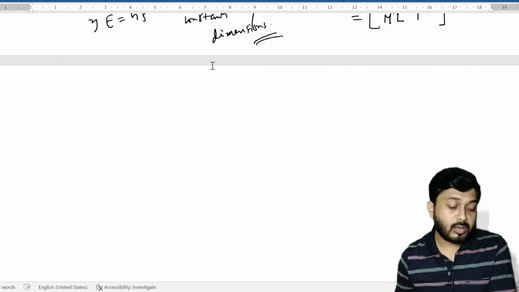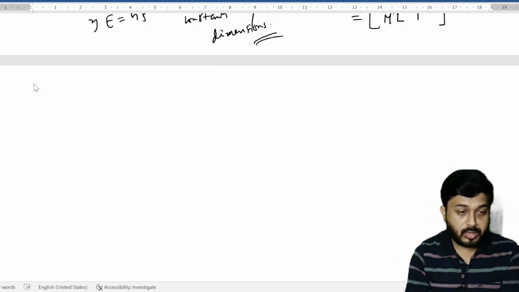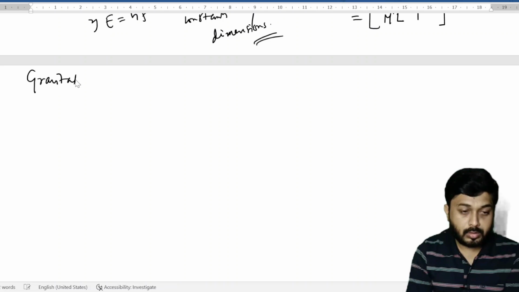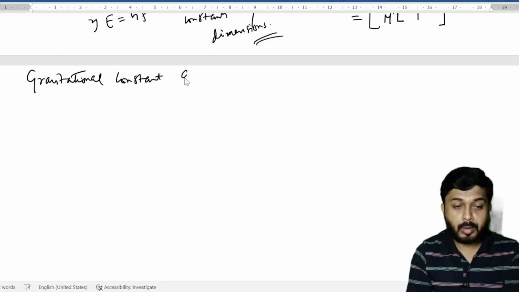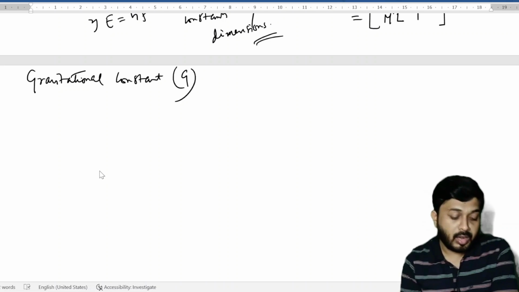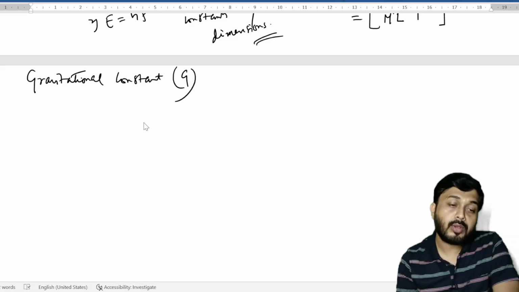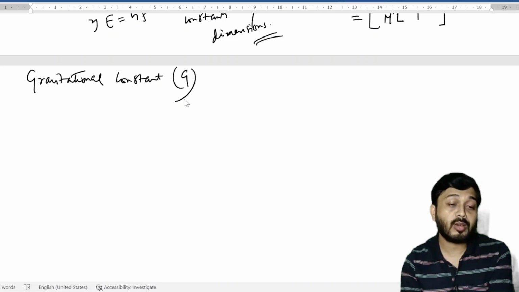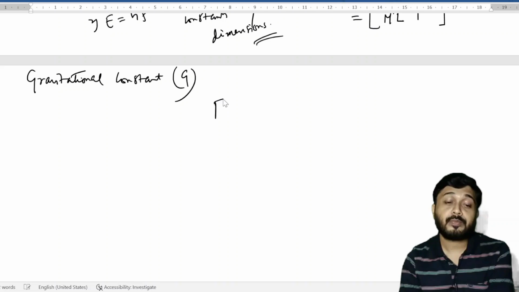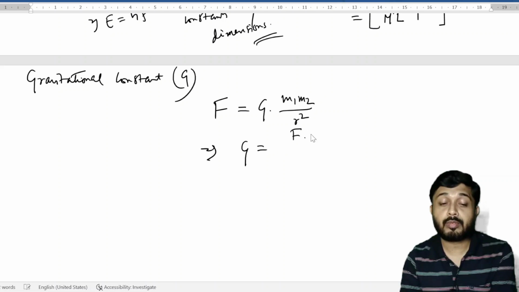Now I will tell you another constant, which is the gravitational constant, capital G. If you have to find the dimensional formula for the gravitational constant, you need to know Newton's universal law of gravitation. What does it say? F is equal to G into m1 m2 by r square. From here you have to get the formula for G: G equal to F into r square divided by m1 into m2.